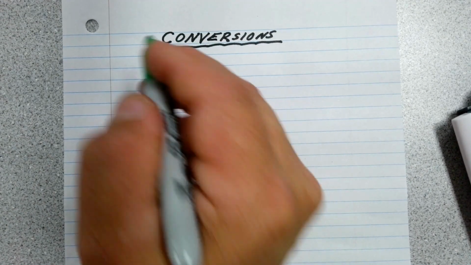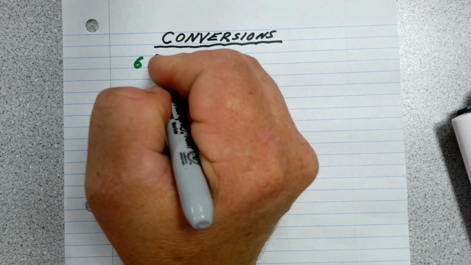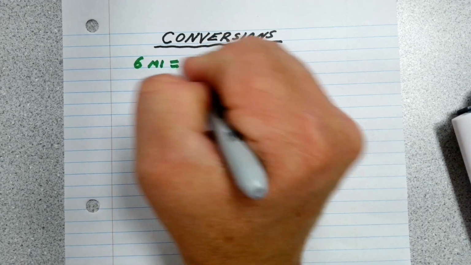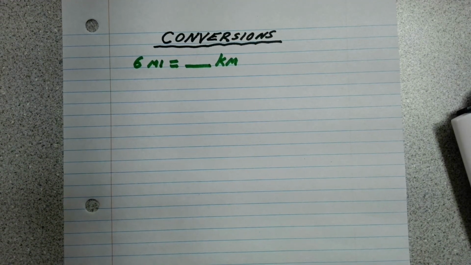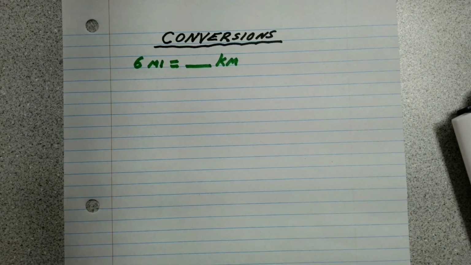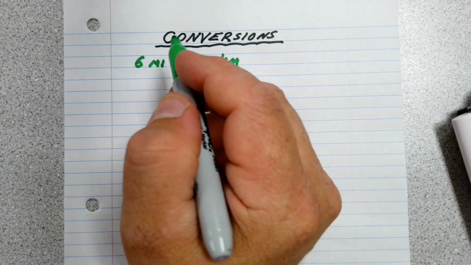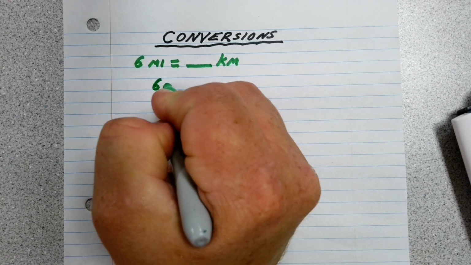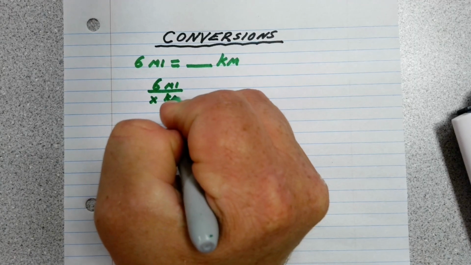So using your pink conversion sheet, here's the first thing we're going to try. We're going to convert 6 miles into kilometers. Now when we change 6 miles into kilometers, there's 2 ways in which we can do this, all right? And we're going to show our work for this as well. The first way is with what's known as a proportion. So we know that 6 miles is equal to X kilometers.